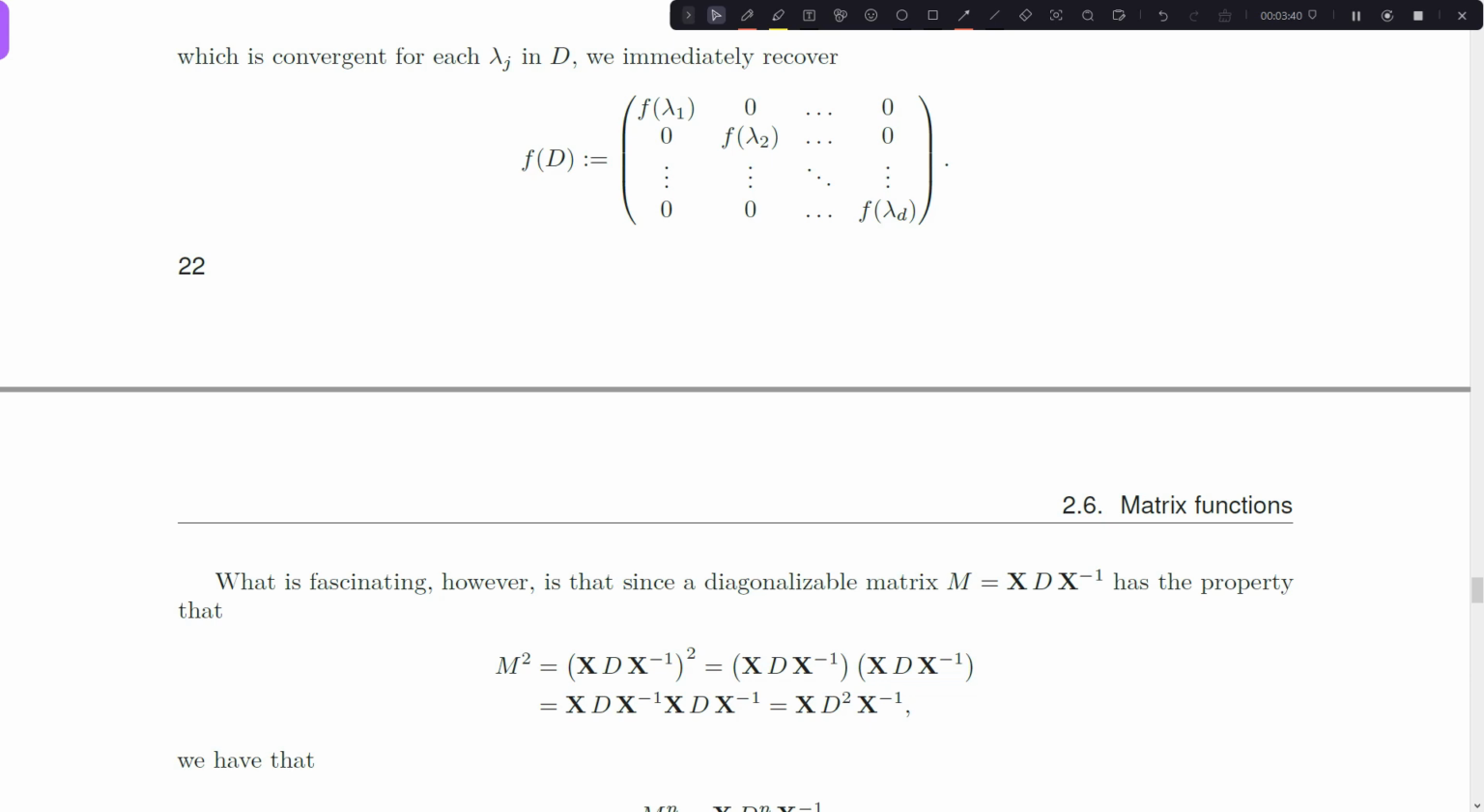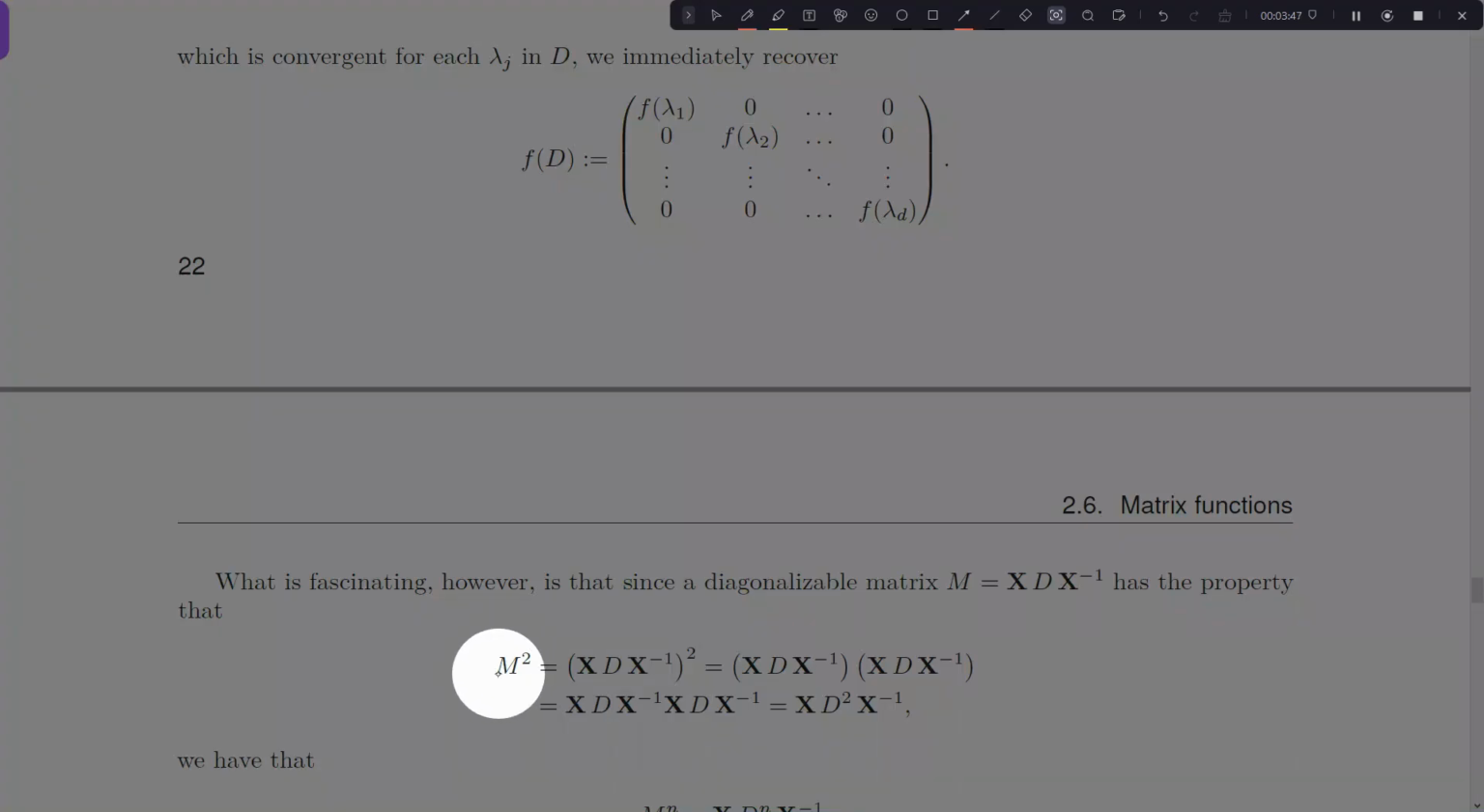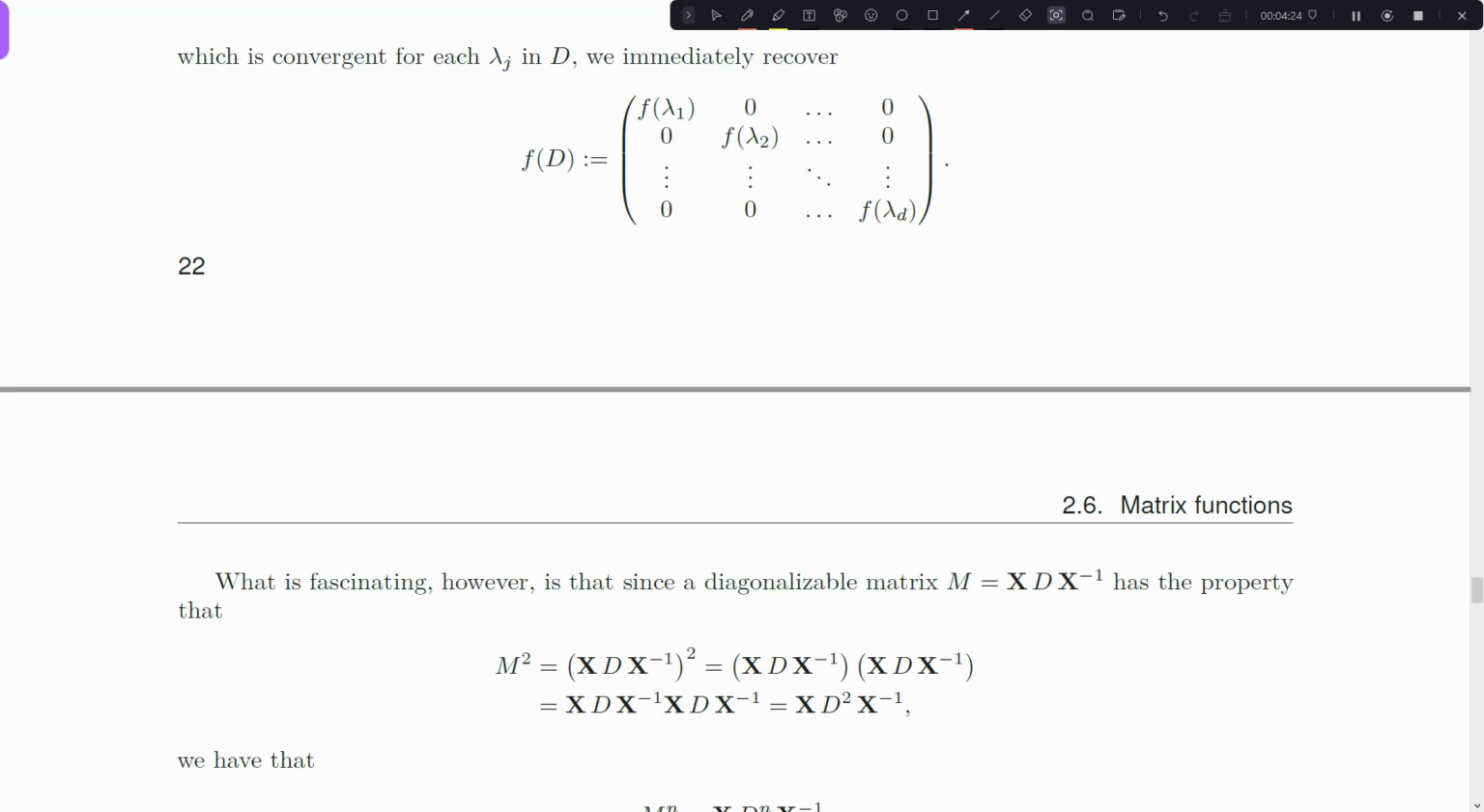Okay, but here's something cool to think about. If we have a diagonalization of the matrix M, then we can represent it by an invertible matrix, the diagonal matrix, and then that invertible matrix inverse. And if we square it, we see what happens on the inside. If we put two of these matrices together, the X inverse and X will cancel each other. And in fact, M squared is exactly equal to X D squared X inverse. And so powers of diagonalizable matrices are almost as easy to calculate as powers of diagonal matrices.